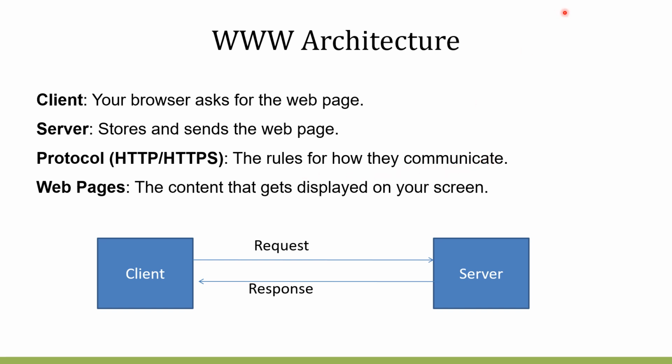What are web pages? These are the actual files, usually written in HTML, that get sent from the server to your browser. The browser then turns these files into the websites you see. Example, when you see a website, the page you see is a web document sent by the server.